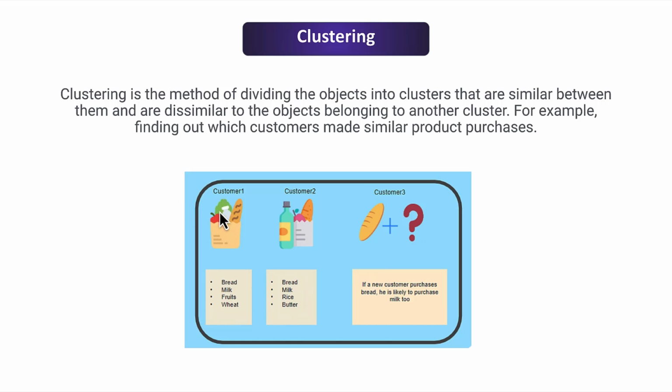Like here, if in a bakery, customer 1 bought these items, which are bread, milk, fruits and wheat, and customer 2 bought bread, milk, rice and butter. Based upon our observation, we can see that if the customer has bought bread, then he is most likely to buy milk too. And the same is the case with thousands of other products.